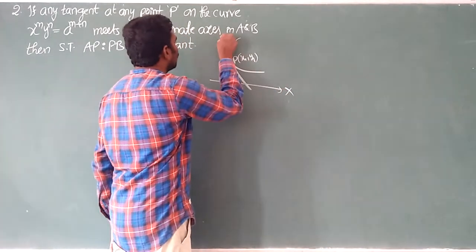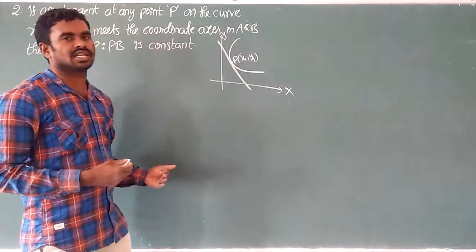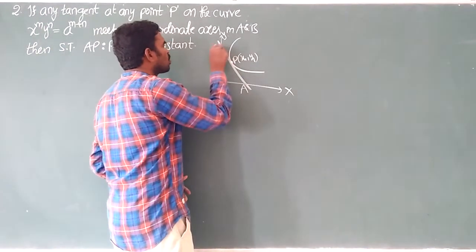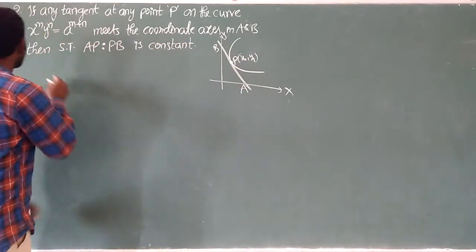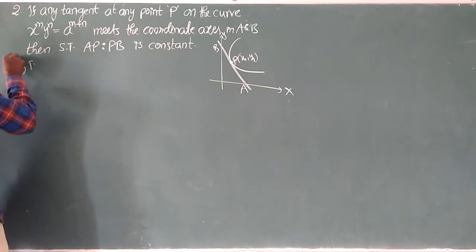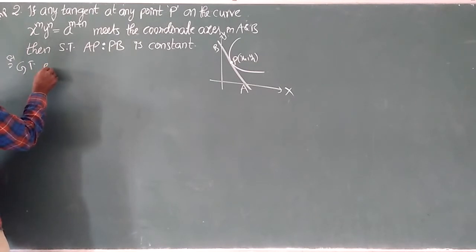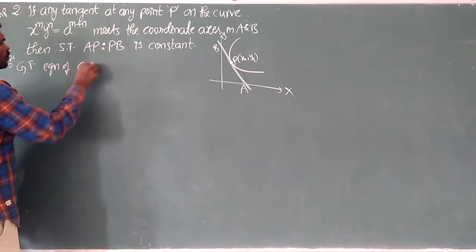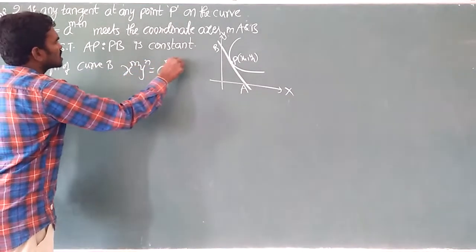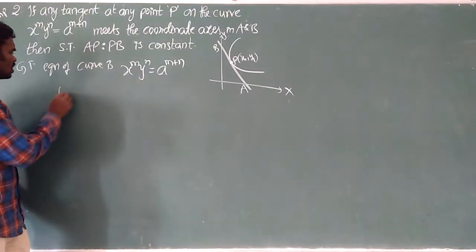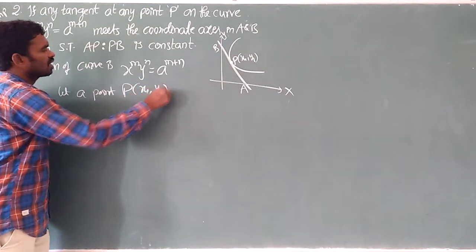Okay, x axis, y axis. You don't have to take any stress, just follow what I am saying. This is point A, this is point B, and this is capital P, x1 comma y1. So the solution, this is also very, very important. Given that the equation of the curve is x power m into y power n equal to a power m plus n, let the point capital P be x1 comma y1.